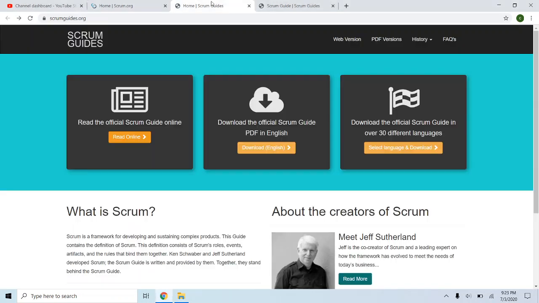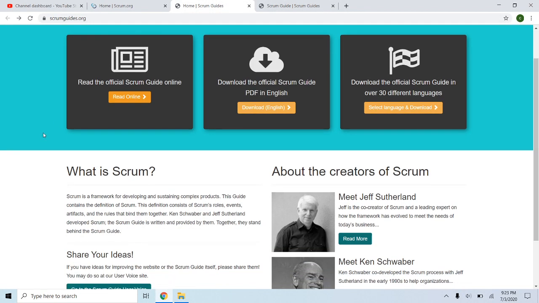So what is Scrum? If we go over to the Scrum.org website, you'll see that they list it as a framework for developing and sustaining complex products. So you'll notice that they list Scrum as consisting of roles, events, artifacts, and rules that bind them together. Two individuals that assisted with developing Scrum are listed here, who actually created the Scrum guide that we'll be viewing shortly. Essentially, what this Scrum guide does is outline everything that you should really need to know about Scrum, or at least enough to help you apply this framework.